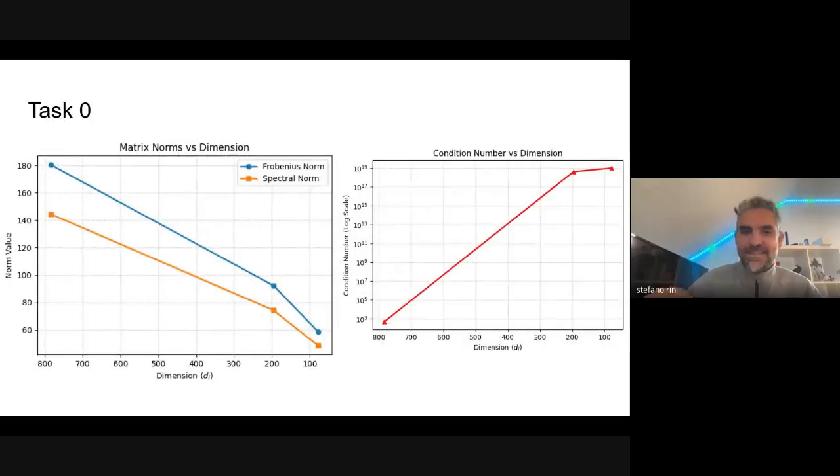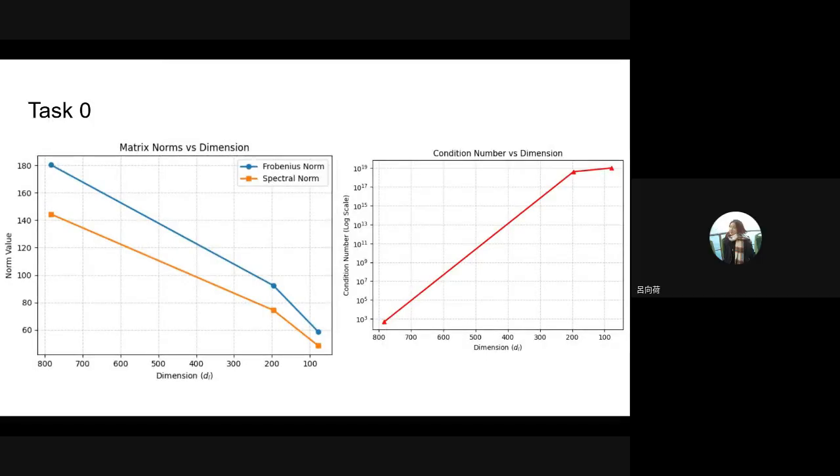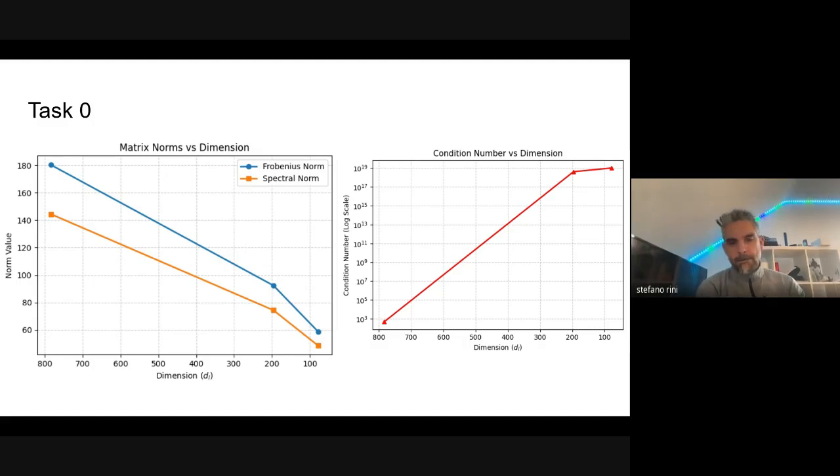Don't worry, we'll just discuss it all together. Okay, this one here we saw it already. Yes, so here it is basically the same as group A, and we can see that as the dimension reduces, the norm reduces, which is when the condition number increases as the dimension reduces.